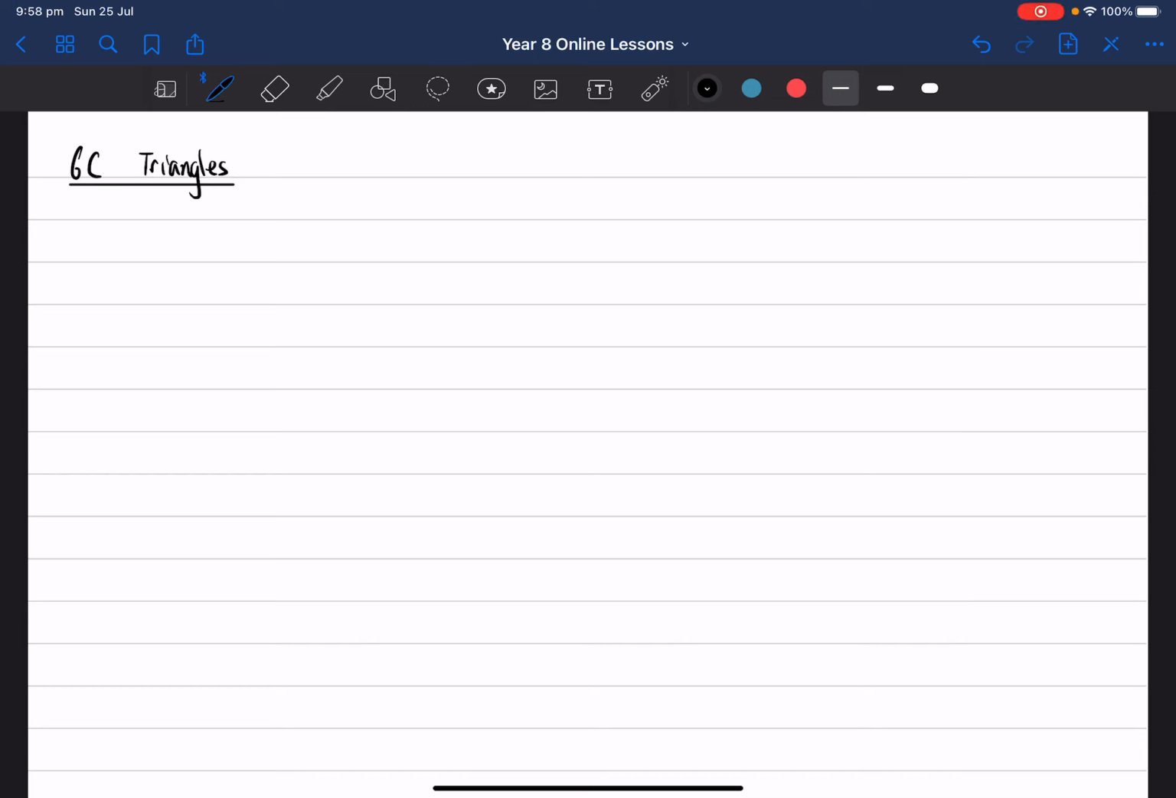Okay, exercise 6C, triangles. In this lesson, we're going to talk about the basic properties of triangles, and then use them to solve some geometrical problems. It's kind of like a revision exercise from Year 7.